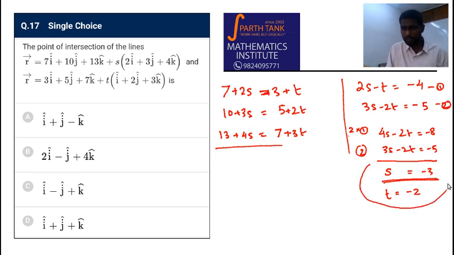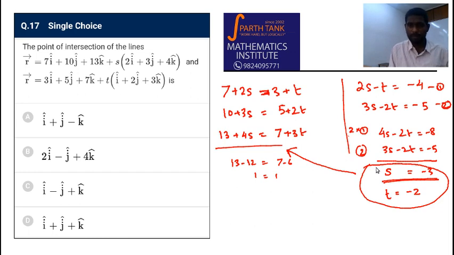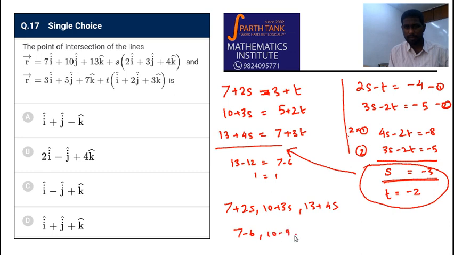Now we can check if this is correct by substituting here. This would give me s is minus 3, t is minus 2. Put it here. In this point alone, I get 13 minus 12 is equal to, here I get 7 minus 6. So they match, 1 is equal to 1. So the point is, you found the point of intersection. That point can be found by substituting them either here or here. Put s here or put t here. If I put s here, the point 7 plus 2s, 10 plus 3s, 13 plus 4s becomes 7 minus 6, 10 minus 9, 13 minus 12, which is 1, 1, 1.